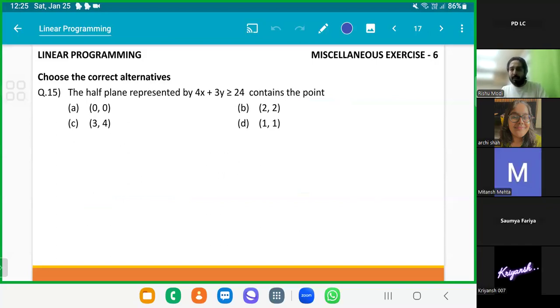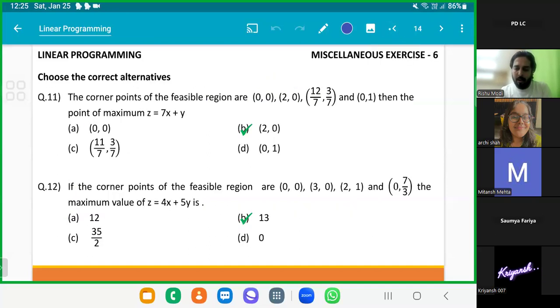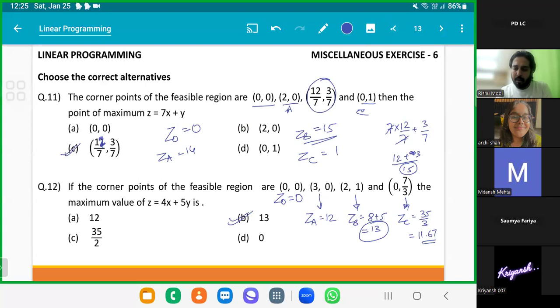Yes, for the 11th one, the answer is B, right? 1 second. 11th one, answer is B. No, we want the maximum value, right? Yes, sir. Tell me option C or the point given. Is it 12 upon 7 or 11 upon 7? In the option it is 11 upon 7 and the question is 12 upon 7, right? Yeah.